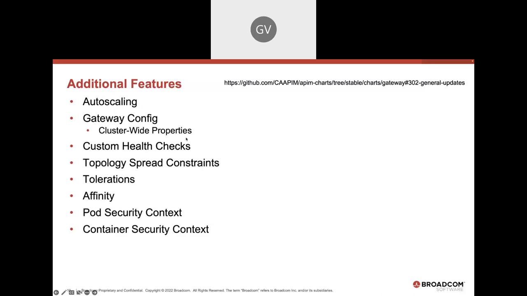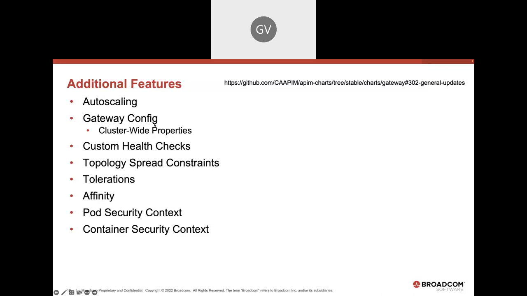You can also do things like add custom health checks. You can have topology spread constraints, tolerations, and affinity. All of these pertain to the way that gateway nodes might be placed within your Kubernetes cluster, so all of that's configurable. We won't go into much detail talking about those for now. You also have access to pod security context and container security context.